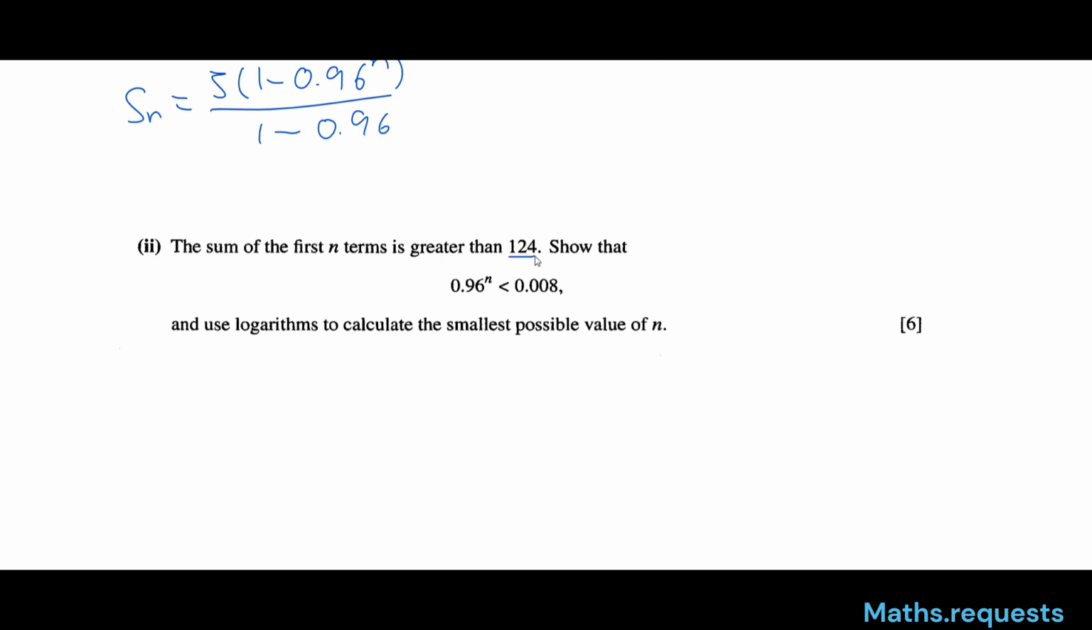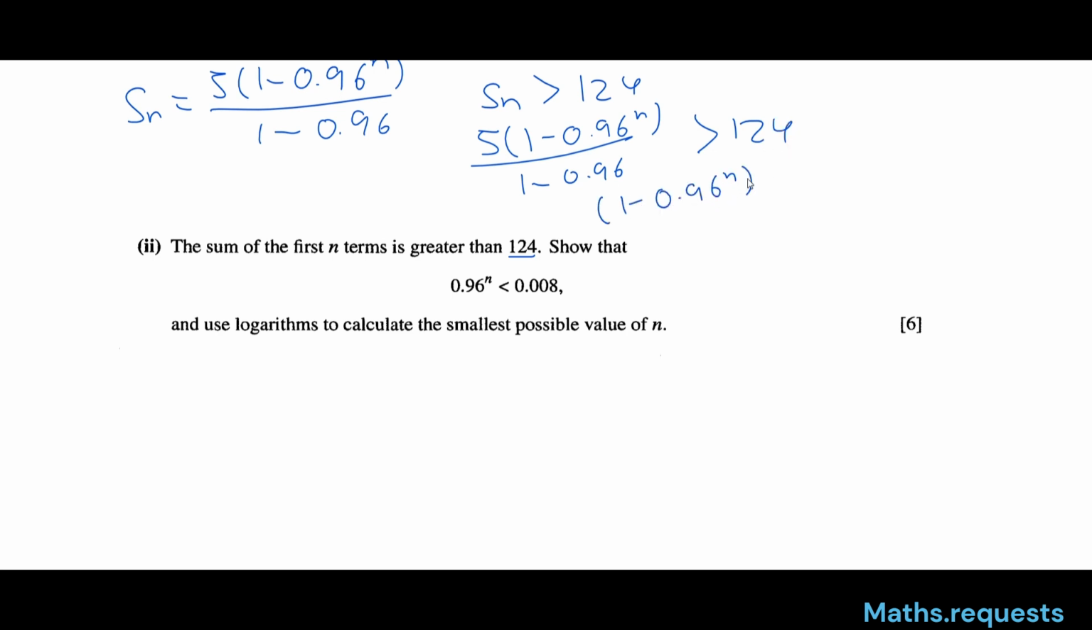The sum of the first n terms is greater than 124, so you can say that S of n is greater than 124. So then you can say that 5 times 1 minus 0.96 to the power of n over 1 minus 0.96 is greater than 124. And then you can rearrange that to say 1 minus 0.96 to the power of n is greater than 0.992. So therefore 0.008 is greater than 0.96 to the power of n.